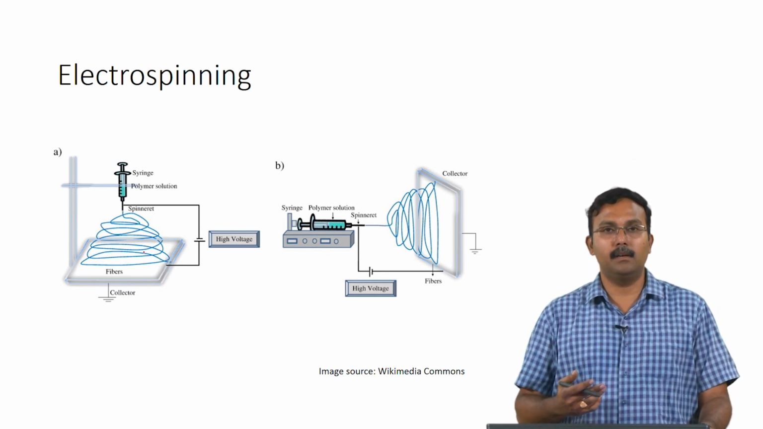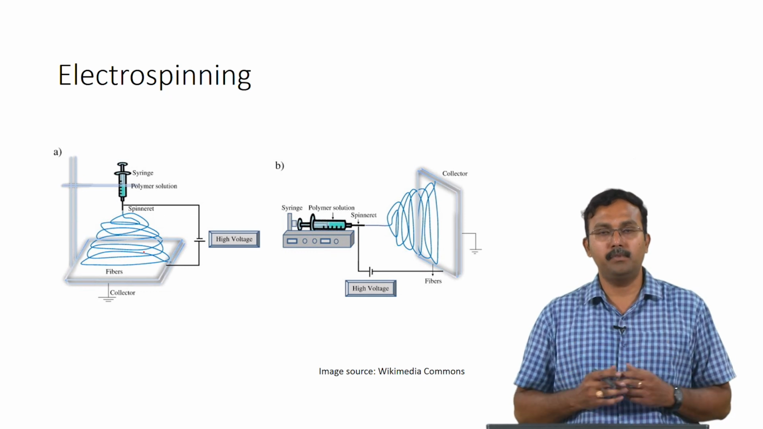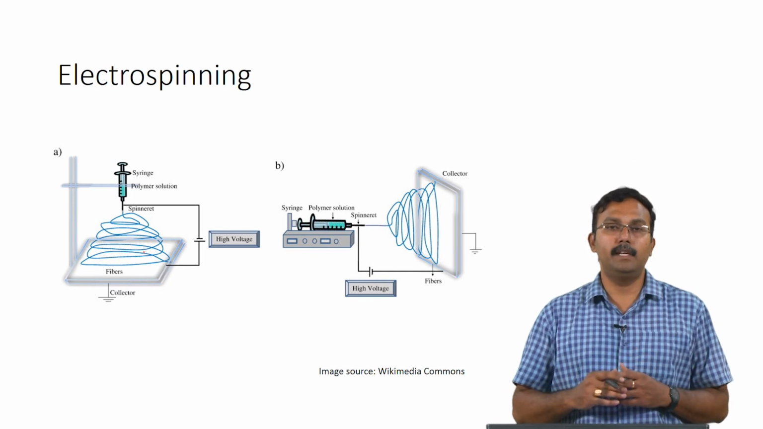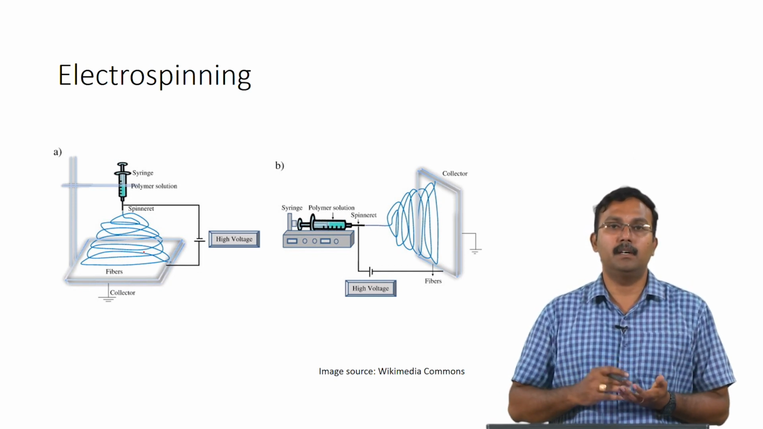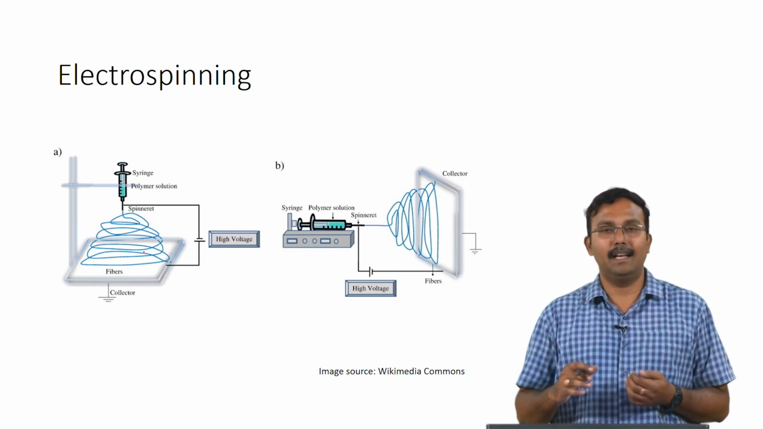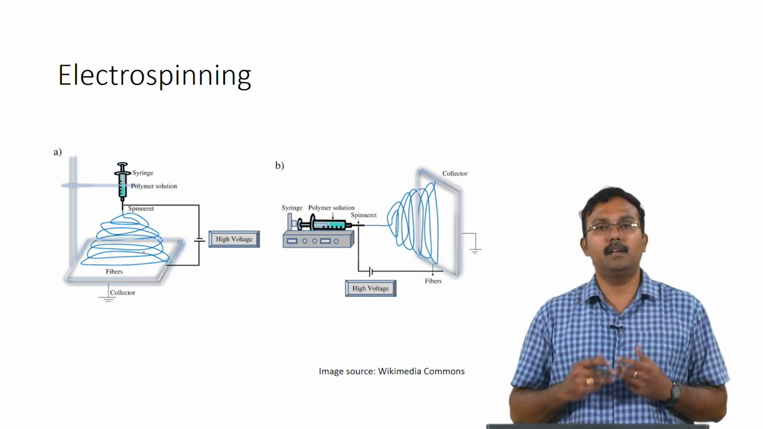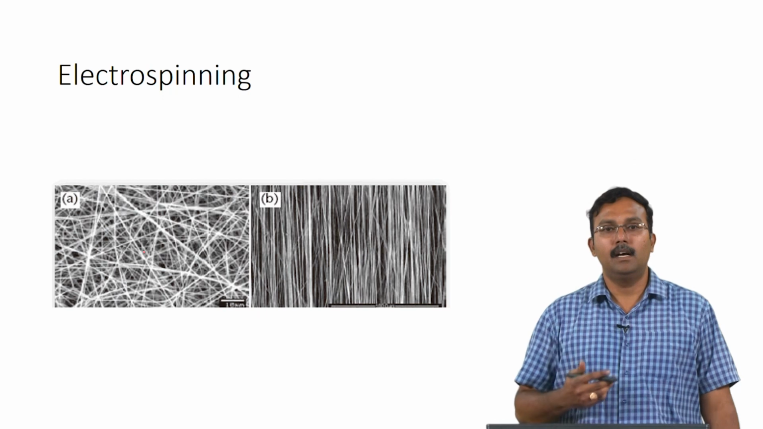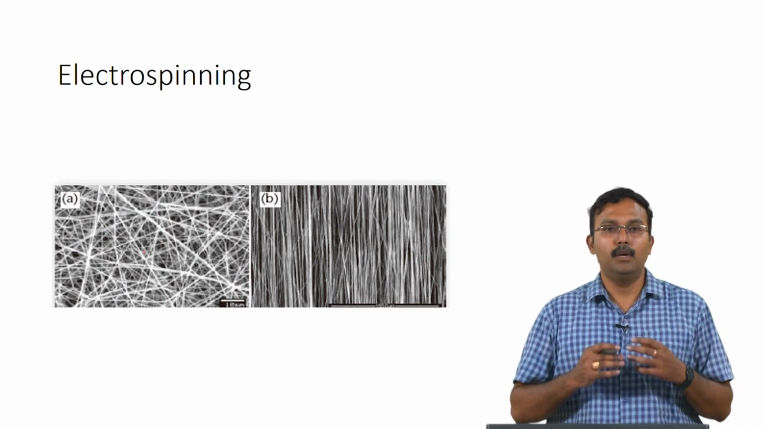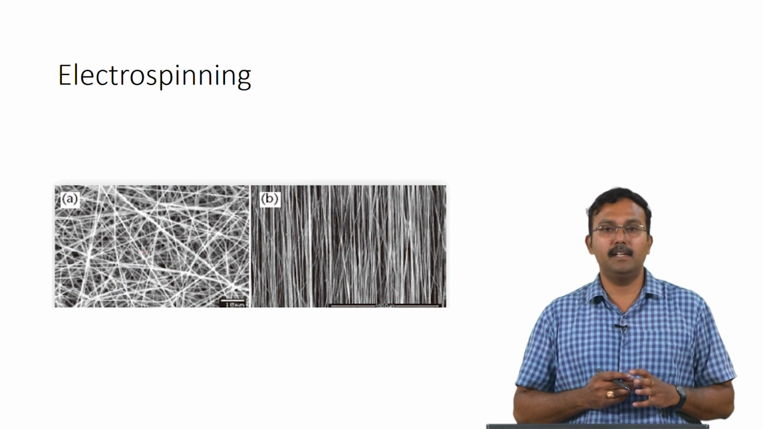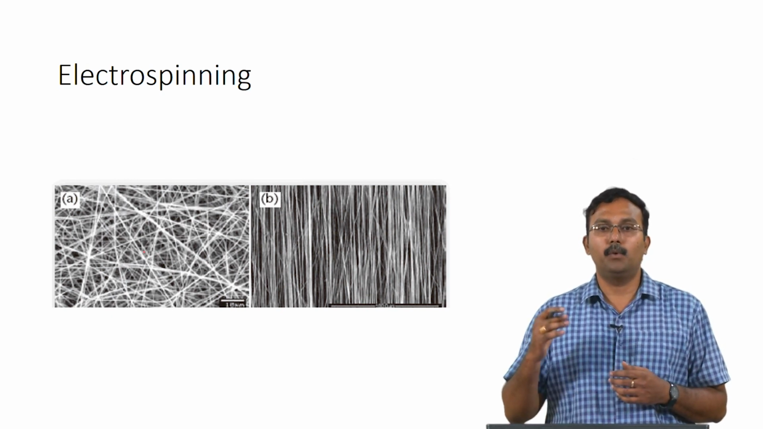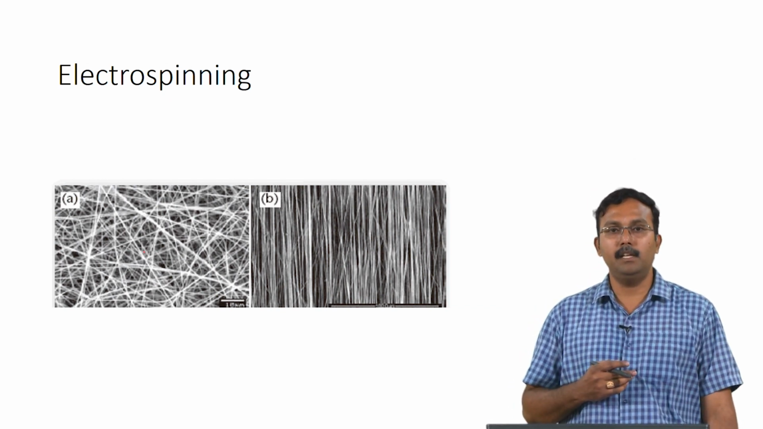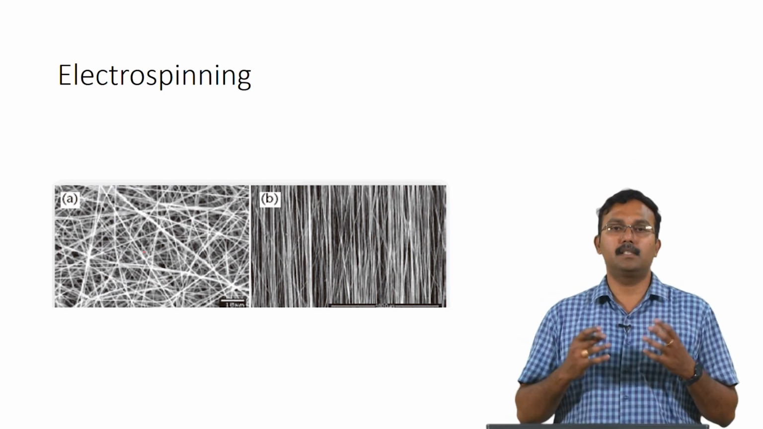Another factor which can be looked at is the different types of collectors which are used. By using a flat collector, you would be able to get a nanofibrous mat which is not aligned. However, if you were to use a rolling drum or something, you can create aligned fibers. So, the scaffold, when you look at it under a scanning electron microscope, would look something like this. What you see on the left is non-aligned electrospun fibers, and what you see on the right is the aligned electrospun fibers. So, these are some of the commonly used techniques for scaffold fabrication.